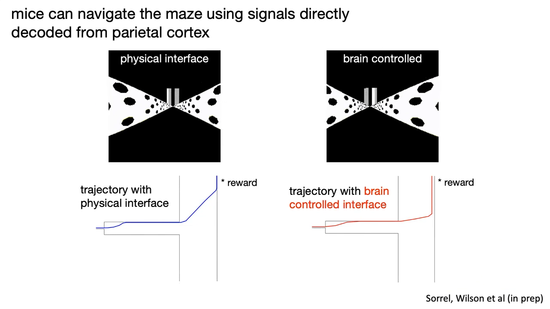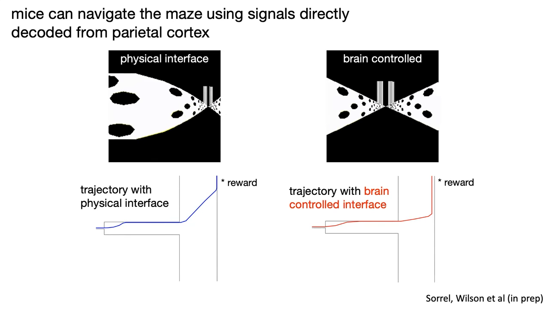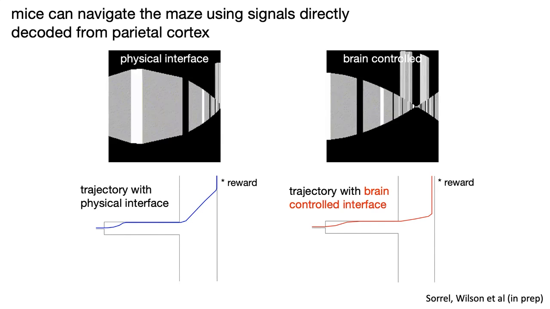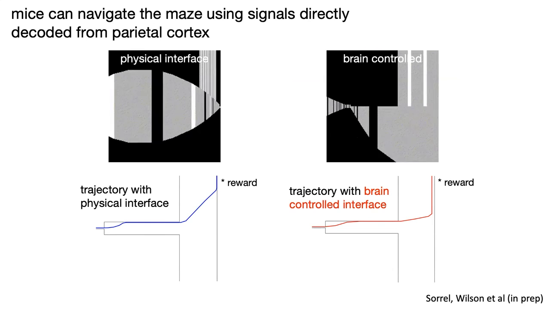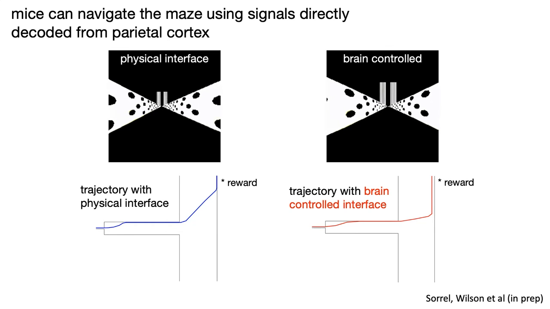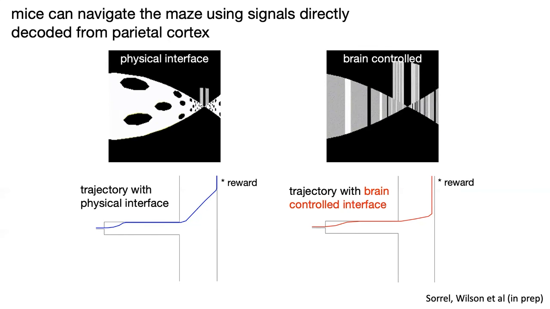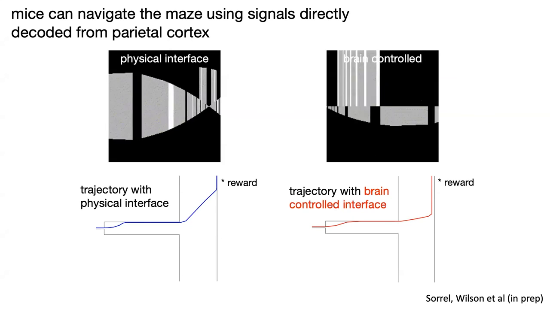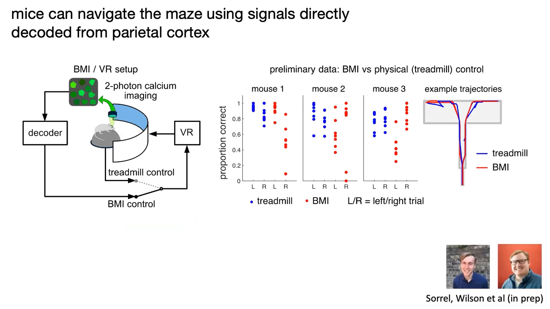So here's a comparison of the physical interface and the brain controlled interface. The animal is running down the linear portion of this maze. It reaches a turn and then turns left or right. If you look at trajectories of these animals, it's very hard to tell the difference between the brain controlled case and the physical case. Now, the brain controlled case is not quite as good. The animal definitely figures that something's up, something's a bit strange here. The performance is not quite the same, but it's good enough to study what happens in the long run.